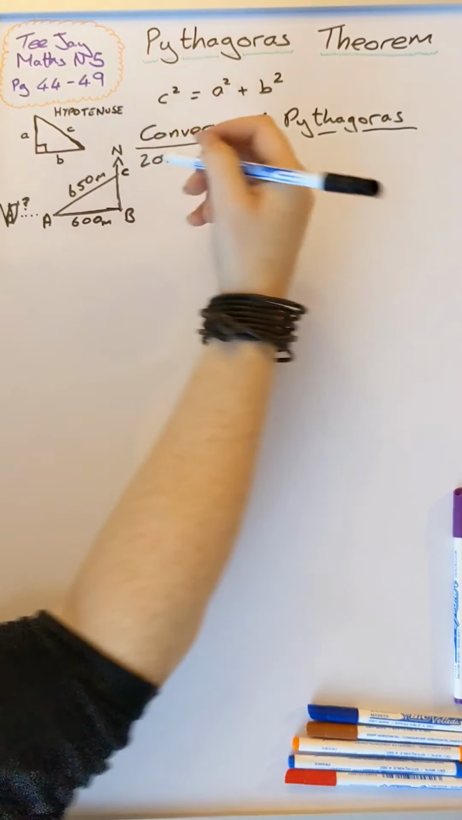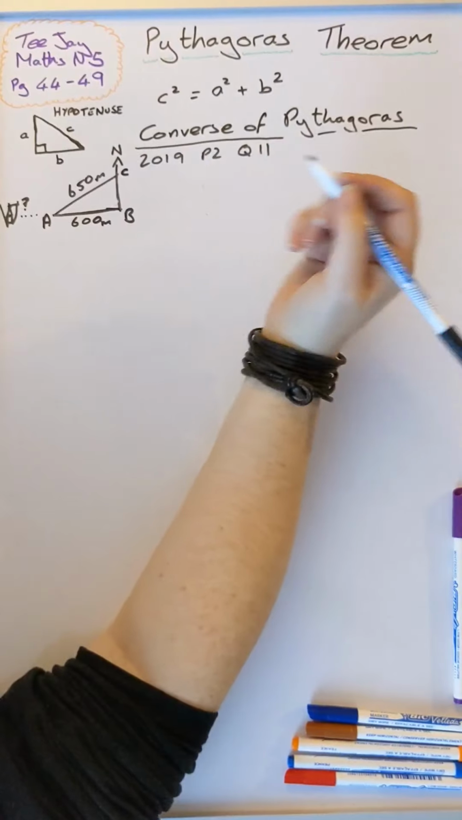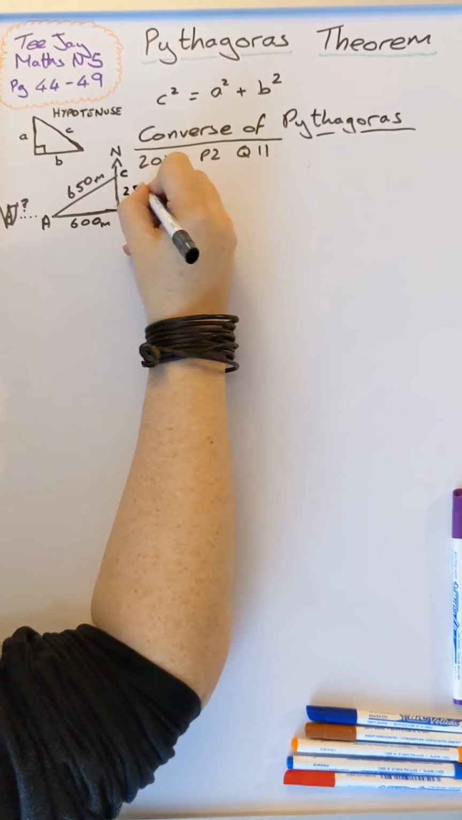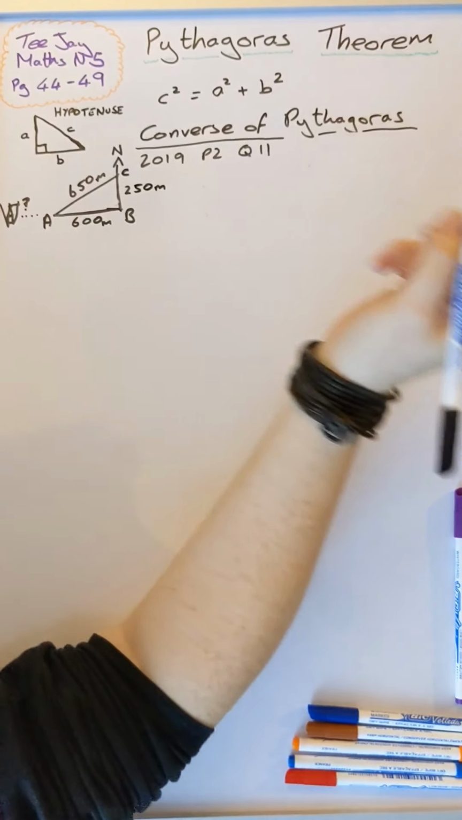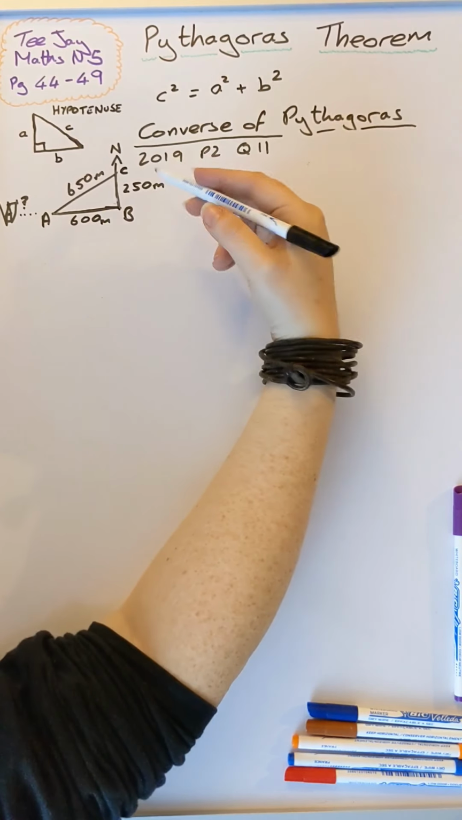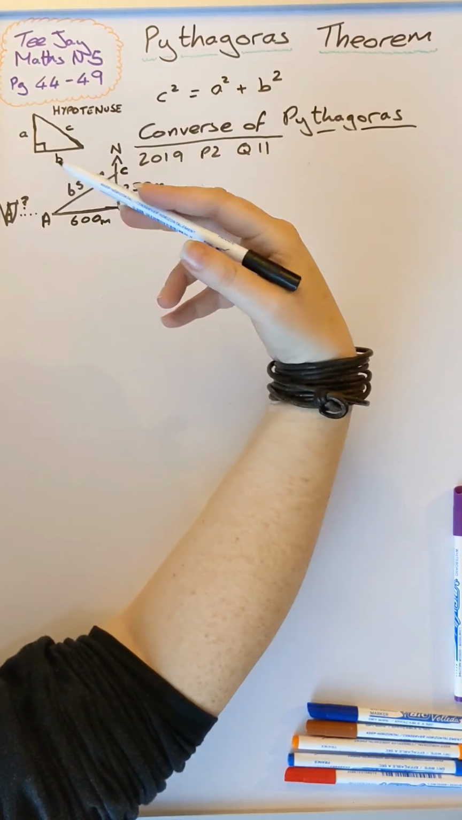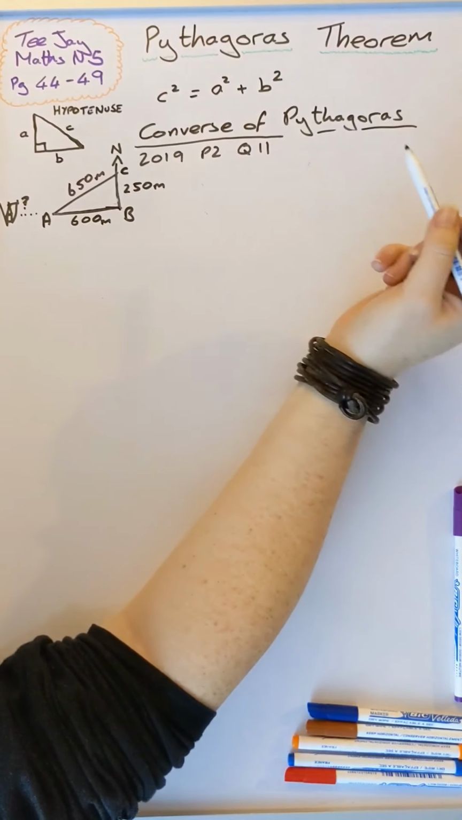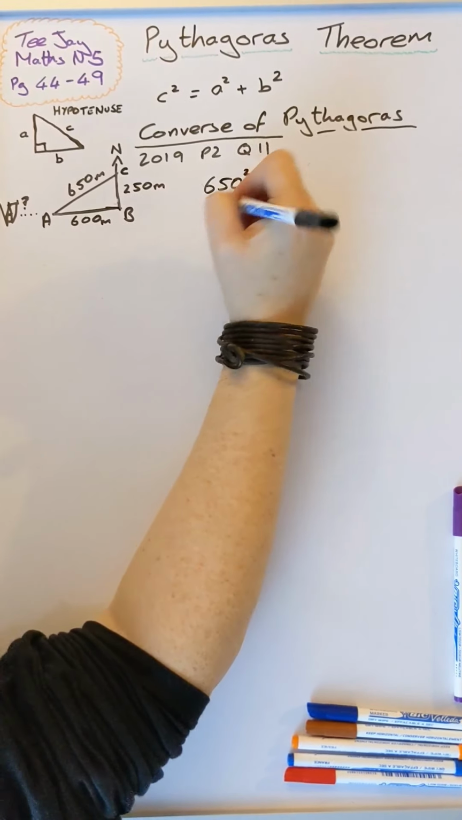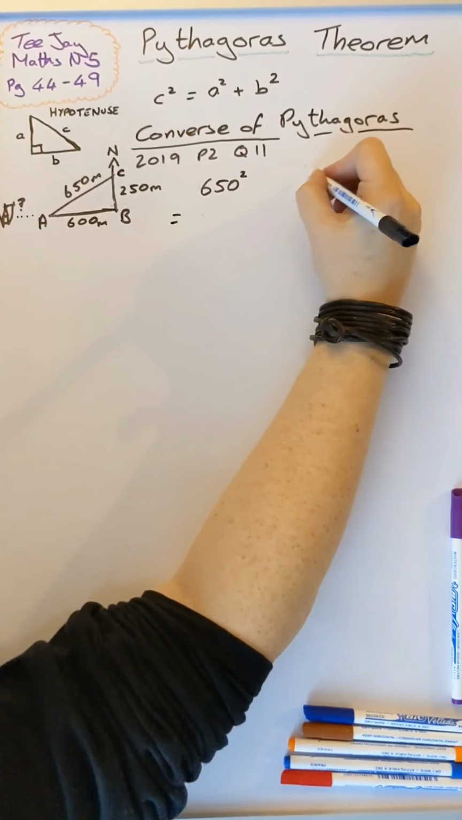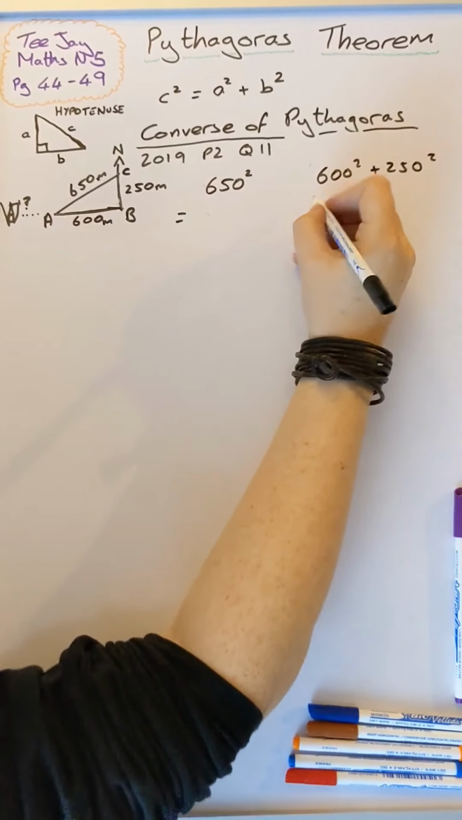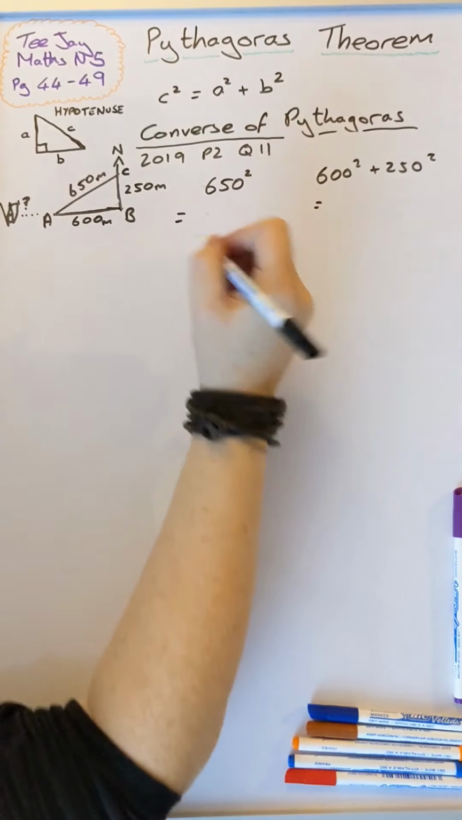Right. Now they also give you a little bit of information about the total course length. And rather than waste the time working that out when we actually just want to work with the Pythagoras bit, I'll just write the answer to that part in. And it's 250 metres. So what we're going to do is substitute this information into our formula. So we have 650 squared, and we have 600 squared plus 250 squared. And we're going to figure out what all this comes to.